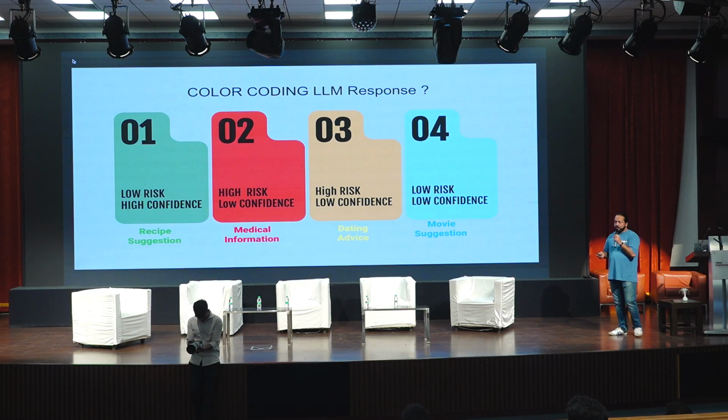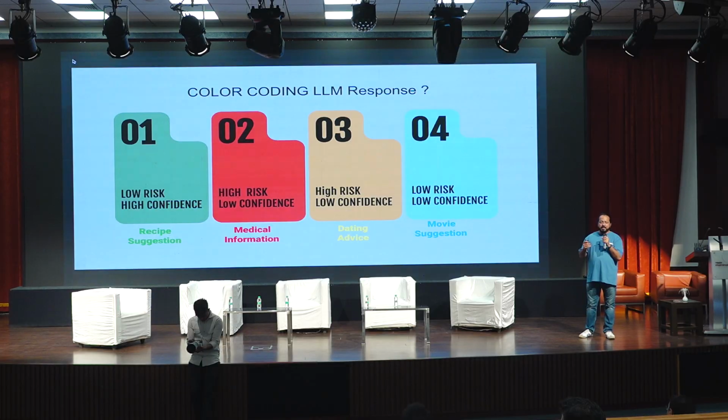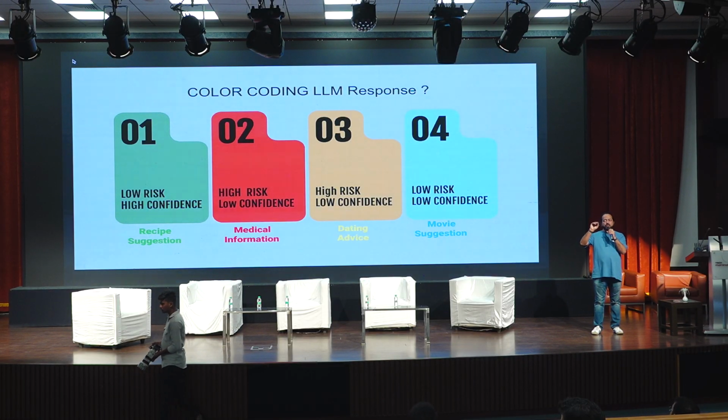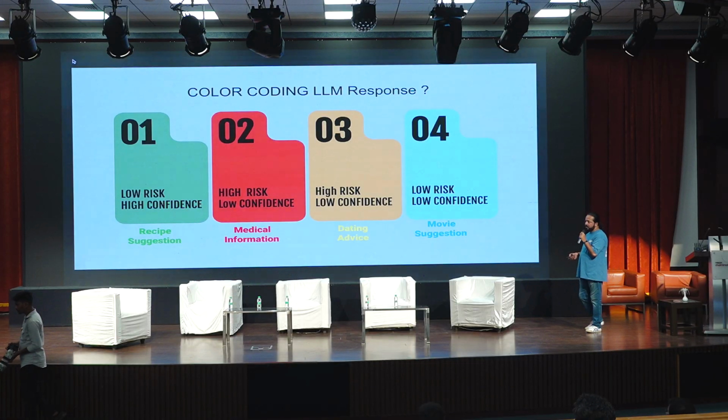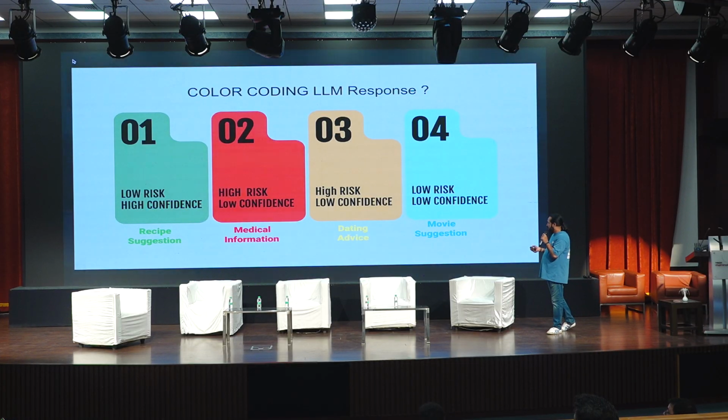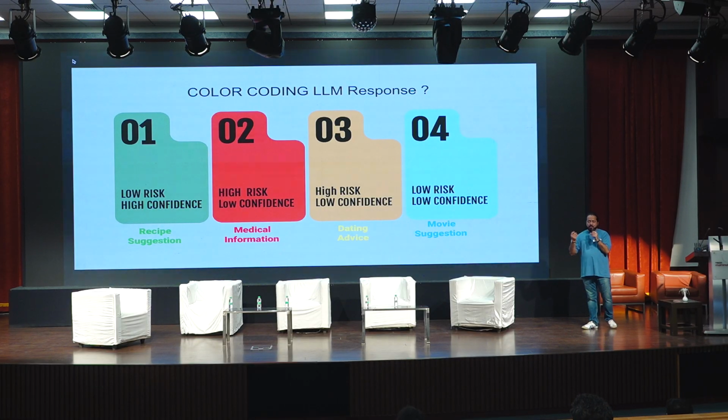How do you color code them? Because there are different levels of determinants in that, different levels of confidence, and different costs associated with acting on that advice. If you are asking for a recipe, at the most you will have a bad dinner. But if you're acting on medical information provided by ChatGPT, it can be more tricky. A movie suggestion, less tricky. Dating advice, depending on your age, more or less tricky.